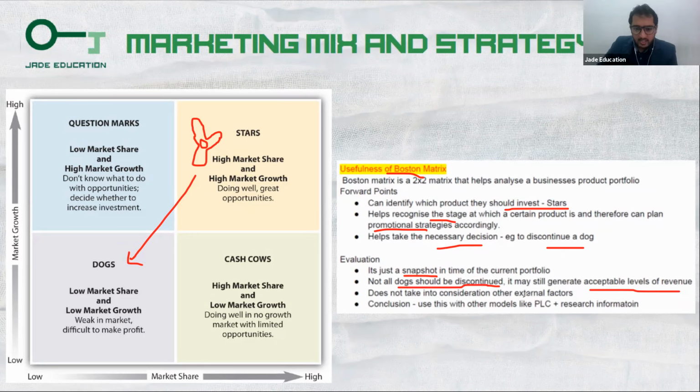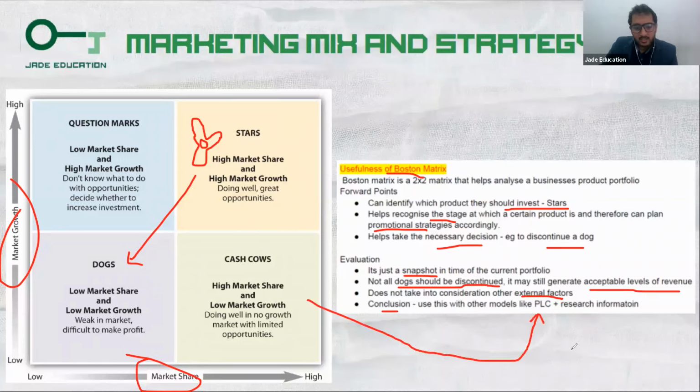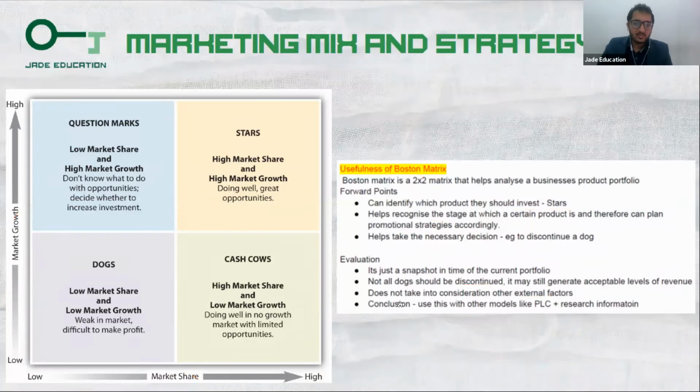And it doesn't take into account external factors. It's only taking into account these two things. And of course, the conclusion, you need to say this is an insufficient model alone. Use it alongside the product lifecycle. Use it alongside market research. Then you'd be able to make a foolproof system. So some generic disadvantages there. So that is the Boston matrix.